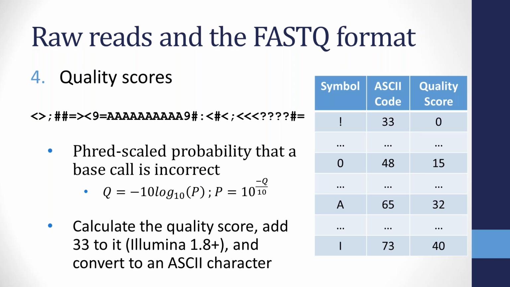So if our quality score is 0 in the first row, take it and add 33 to it, you get 33, and that symbol is an exclamation point. And if it's 40, take it, add 33 to it, get 73, that symbol is an I.